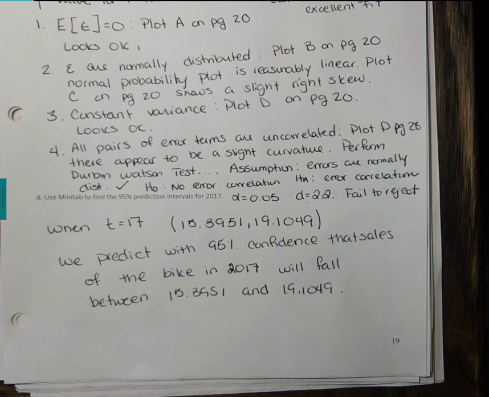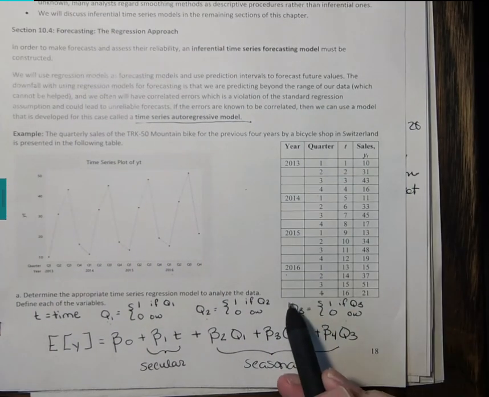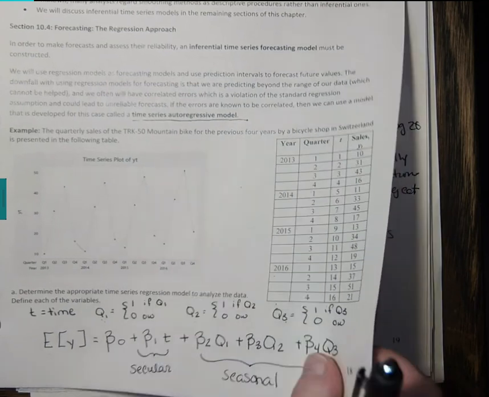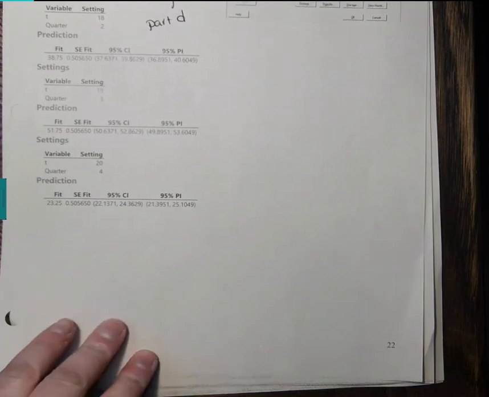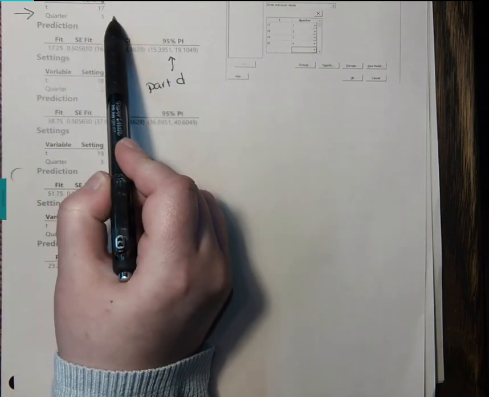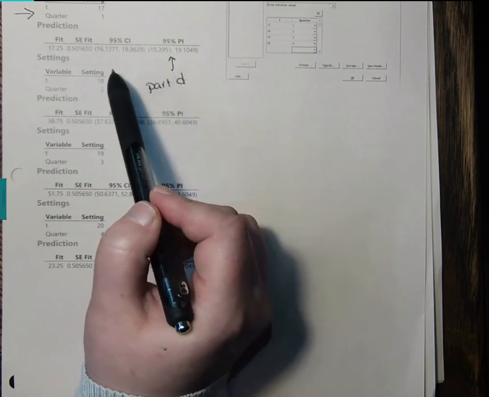All right, so if we want to make a prediction for the year 2017, if we look at our data set, notice that the first quarter in 2017 would fall next. So that would occur at data point 17. So if we go to our Minitab output on page 22, you'll notice that here we have set t equal to 17, and then we're going to get a prediction interval. We could also set t equal to 18 or 19 or 20, but remember, the further we go out in time, the less reliable our predictions are going to be.